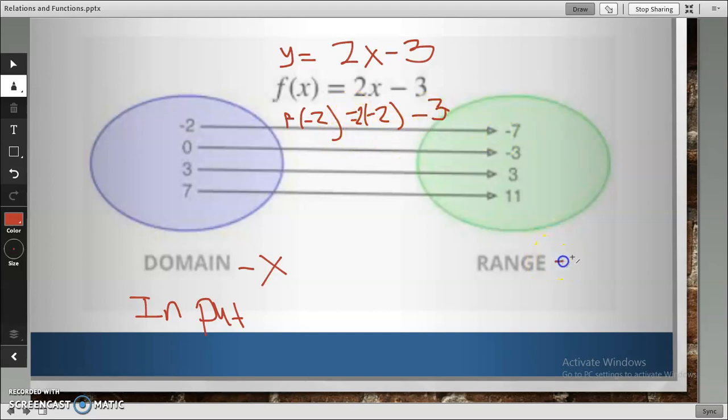So here is my y value, or my f of x value, or my output. So these represent the outputs that I have. So just a really short review.